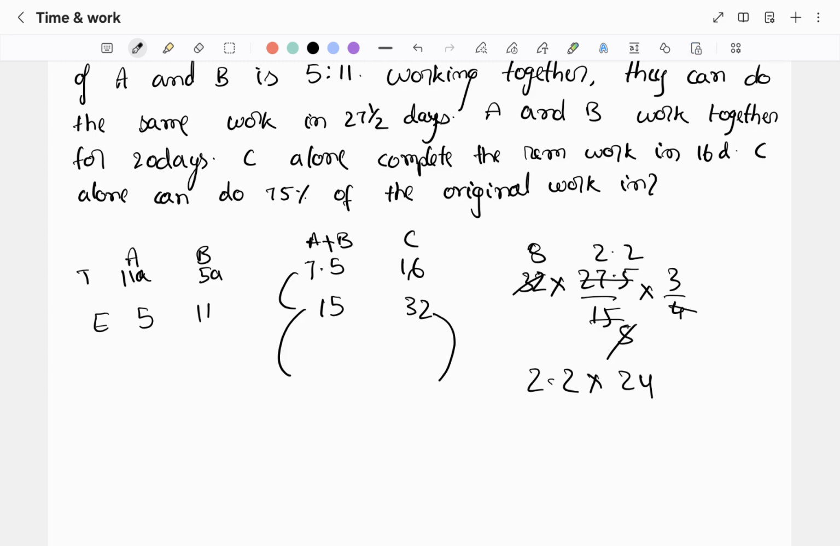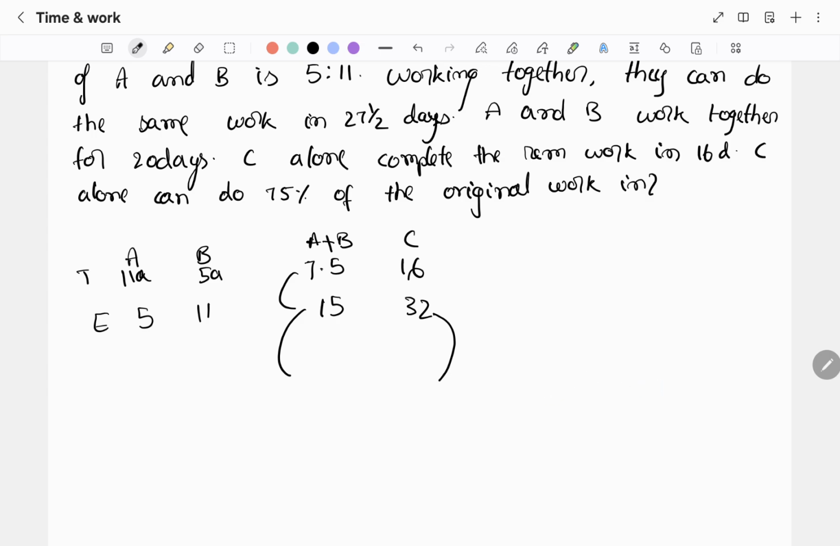So one more time, let us come back to this part to understand it. See, A and B together can complete a work in 27 1/2 days. But they worked for how many days? Only 20 days. Who has to do this remaining 7.5, which I am taking here? C. C in how many days? 16. Suppose now they're asking for C to do 75%.